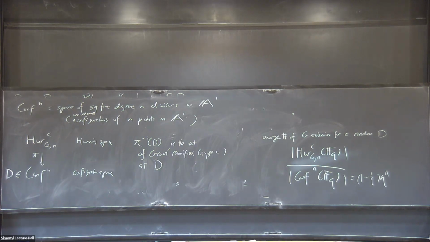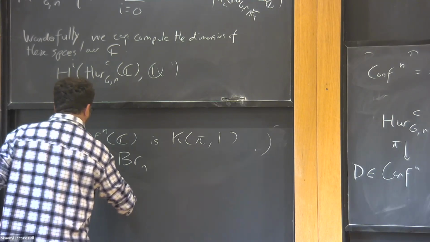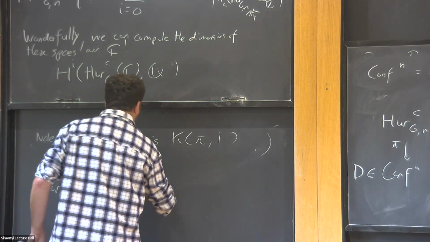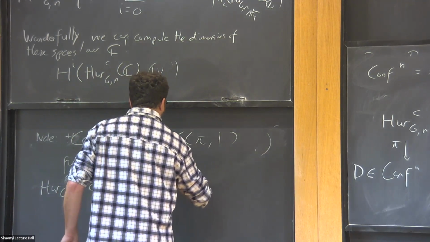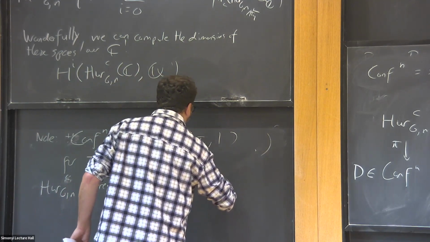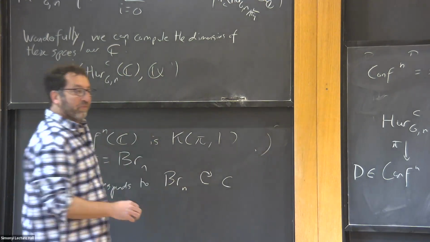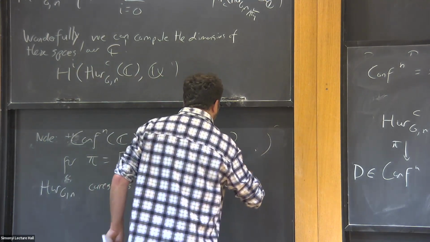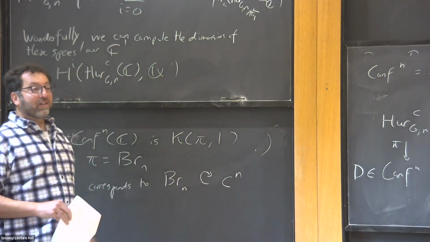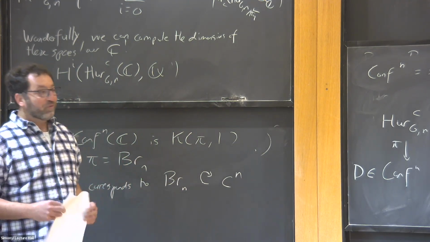The Hurwitz space corresponds to an action of the braid group on the following finite set. Ready? I just take this conjugacy class, which is a finite subset of the group, and I raise it to the n. So the braid group is acting on n-tuples of elements from that conjugacy class.